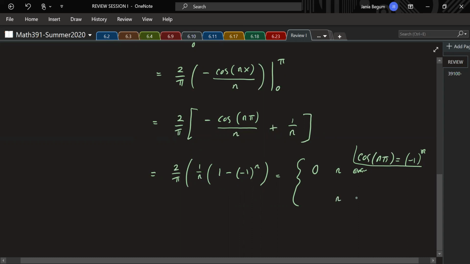And when n is odd, what happens? We have 1 minus negative 1, that will be 2 over n, so that would give you 4 over n pi. Do you guys see that? Do you guys see what I did?